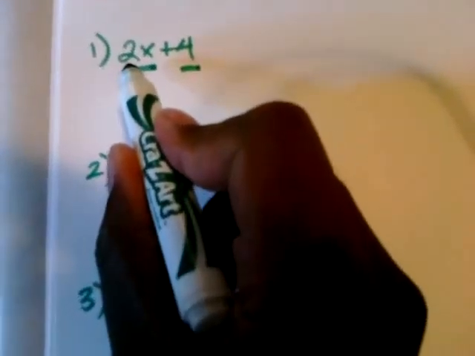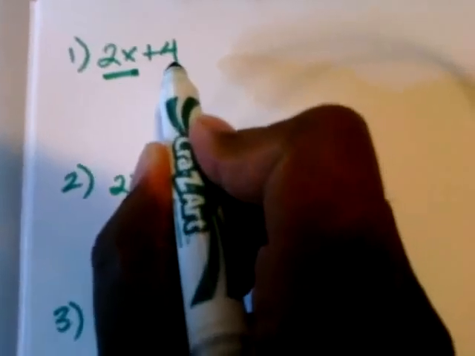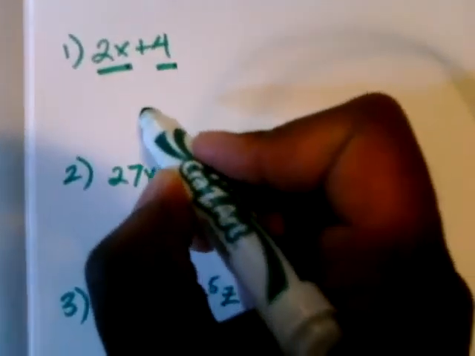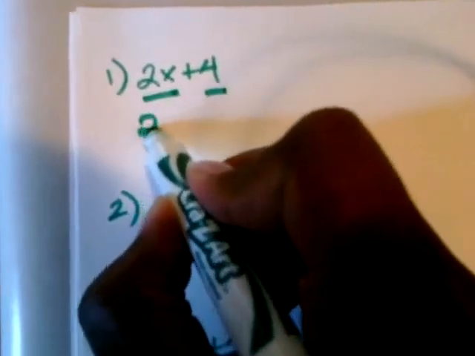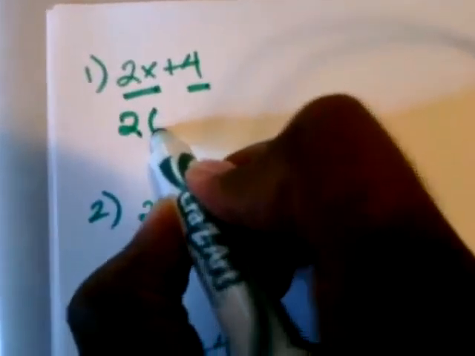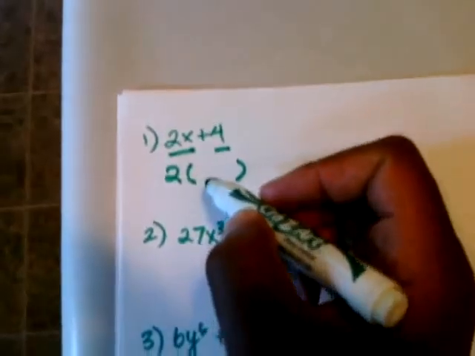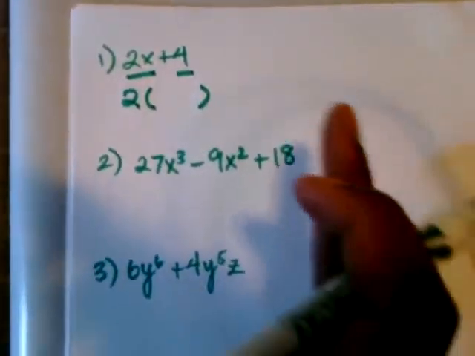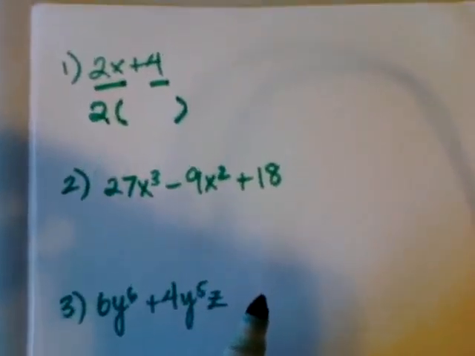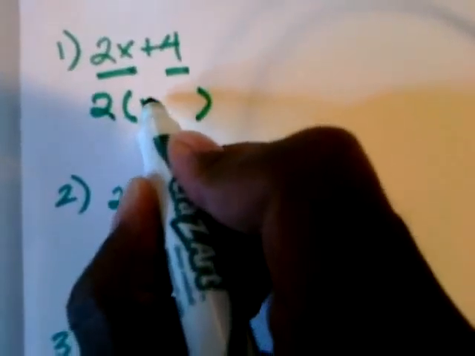I'm going to say 2 because I see a 2 here, and there is a 2 in 4. In other words, 2 is a factor of 4. And so I'm going to take the 2 out of those two terms. I'm going to create a grouping symbol because I'm taking the 2 out. In other words, I'm recreating a multiplication problem here.